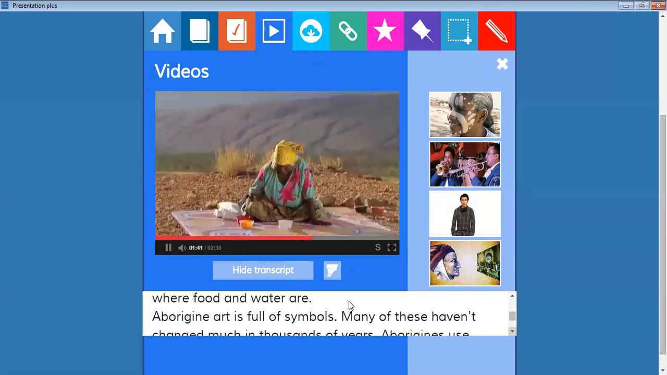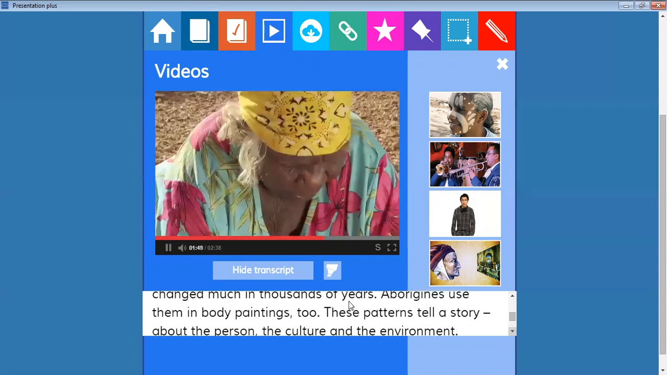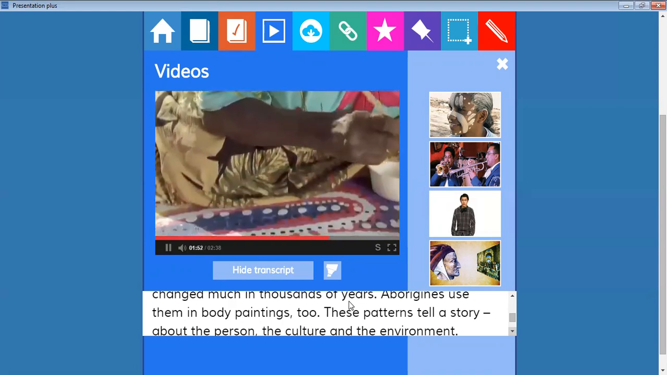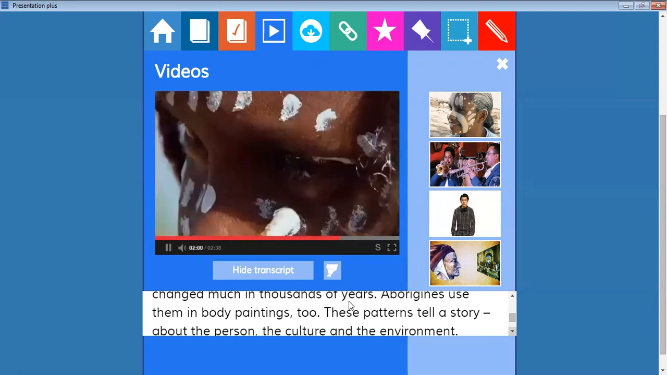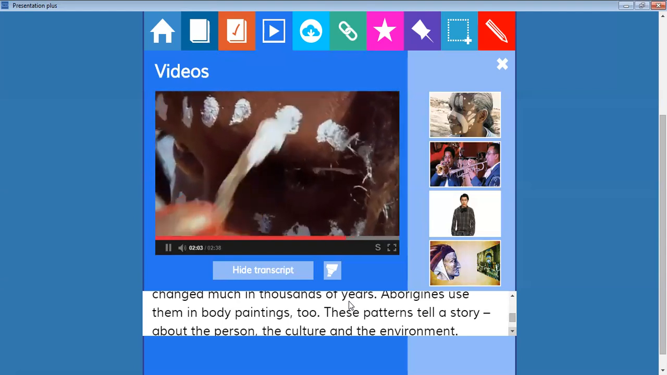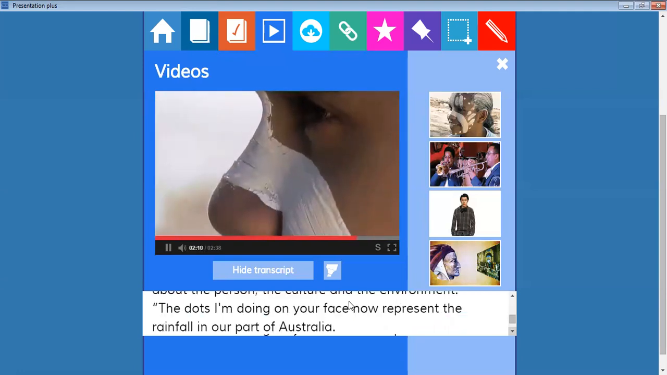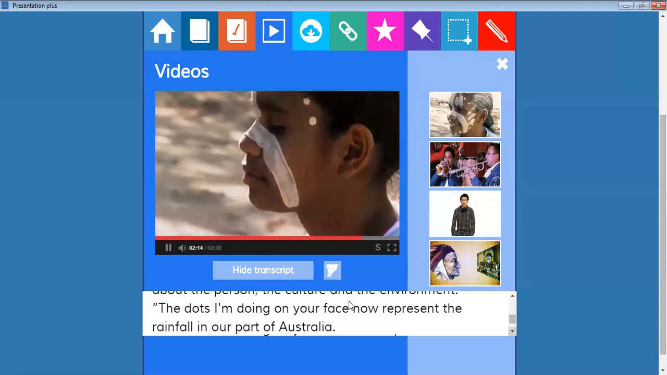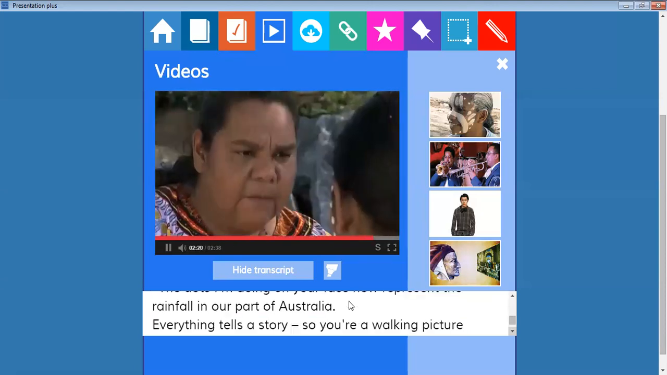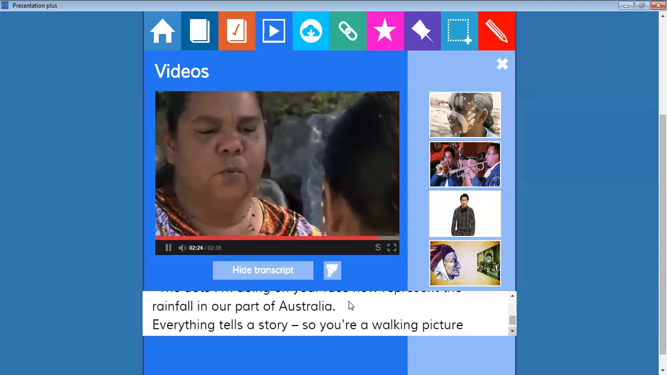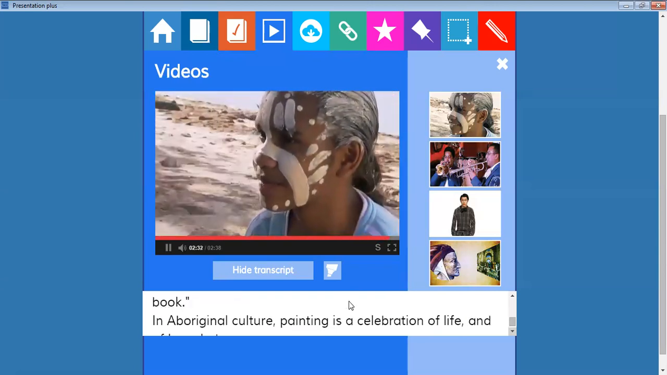Aborigine art is full of symbols. Many of these haven't changed much in thousands of years. Aborigines use them in body paintings too. These patterns tell a story about the person, the culture, and the environment. The dots I'm doing on your face now represent the rainfall of our part of Australia. Everything tells a story, so you're a walking picture. In Aboriginal culture, painting is a celebration of life and of knowledge.